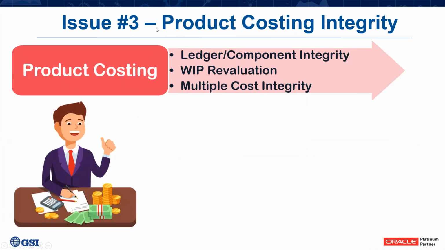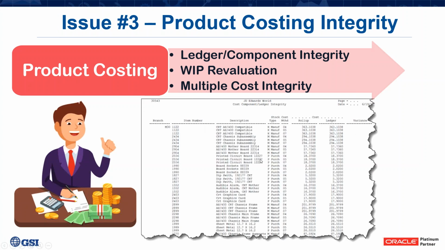Okay, issue number 3, product costing integrity. We're going to talk about 3 things, and there are actually 3 different reports that you can run that will find problems in your costing, and if you resolve them, they will prevent the reconciling items from occurring. So let's talk about the first one, the ledger component integrity.